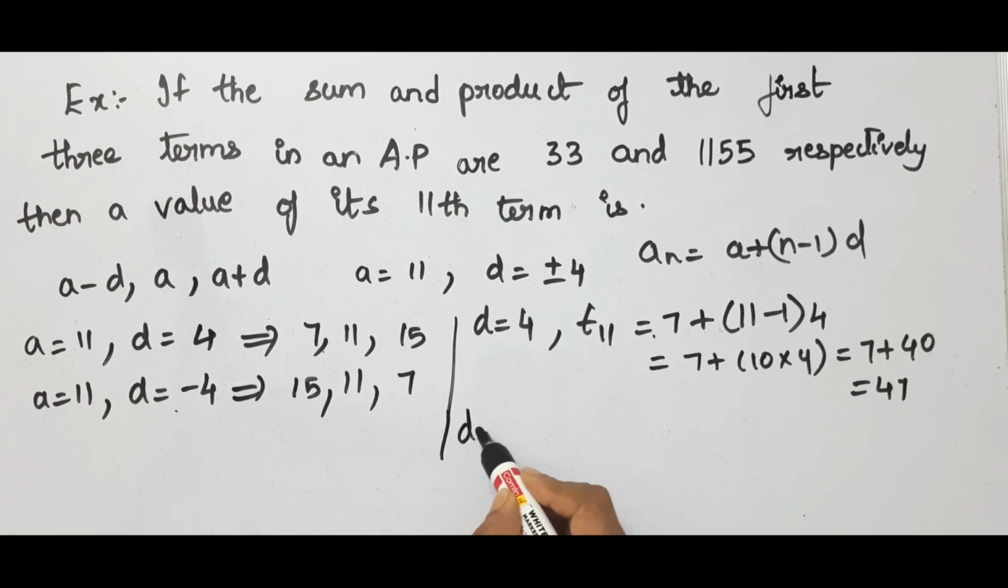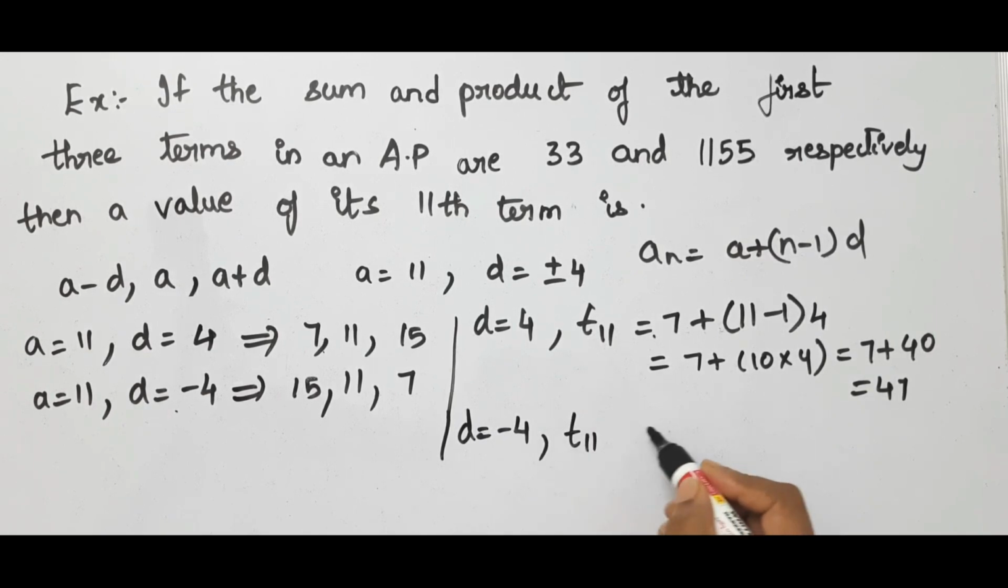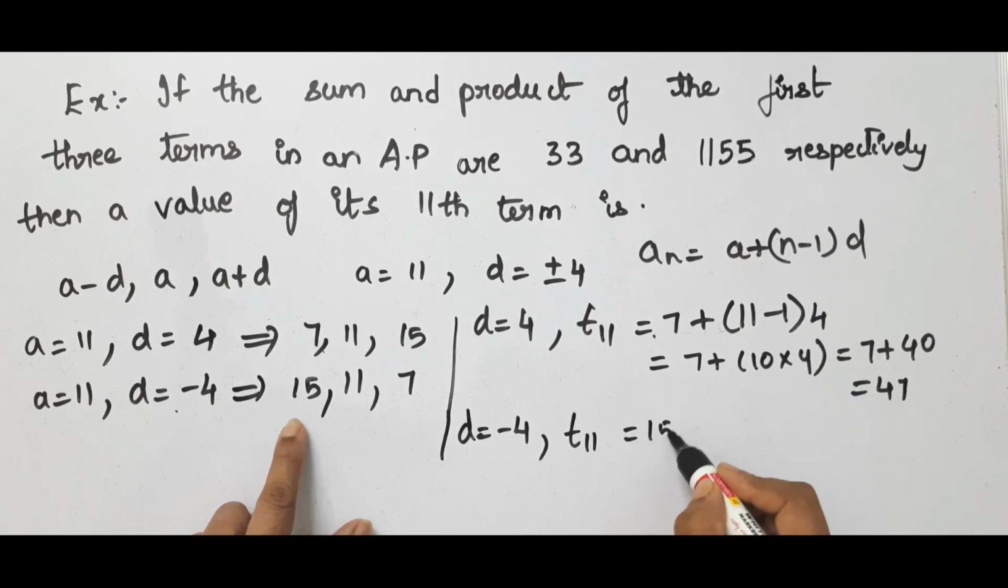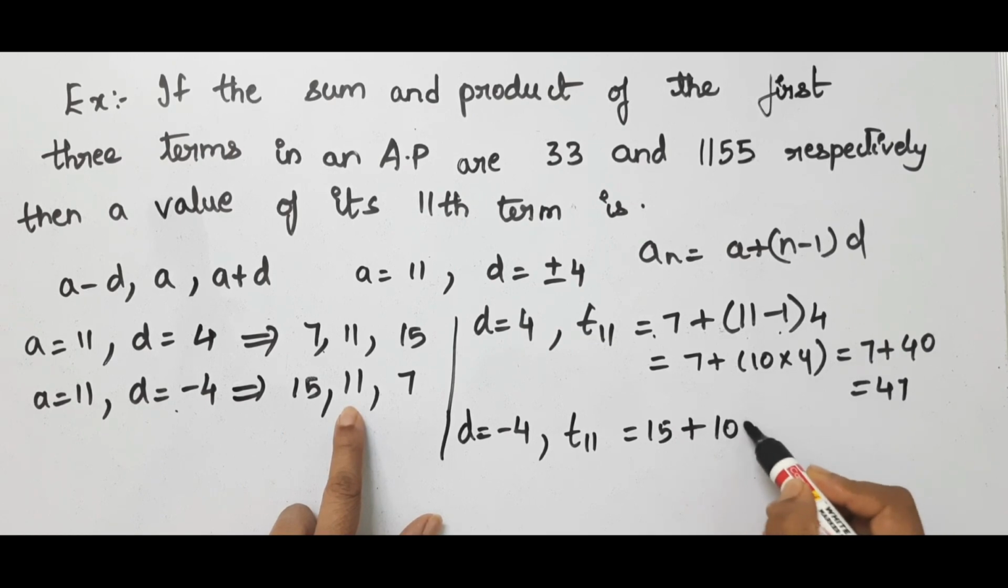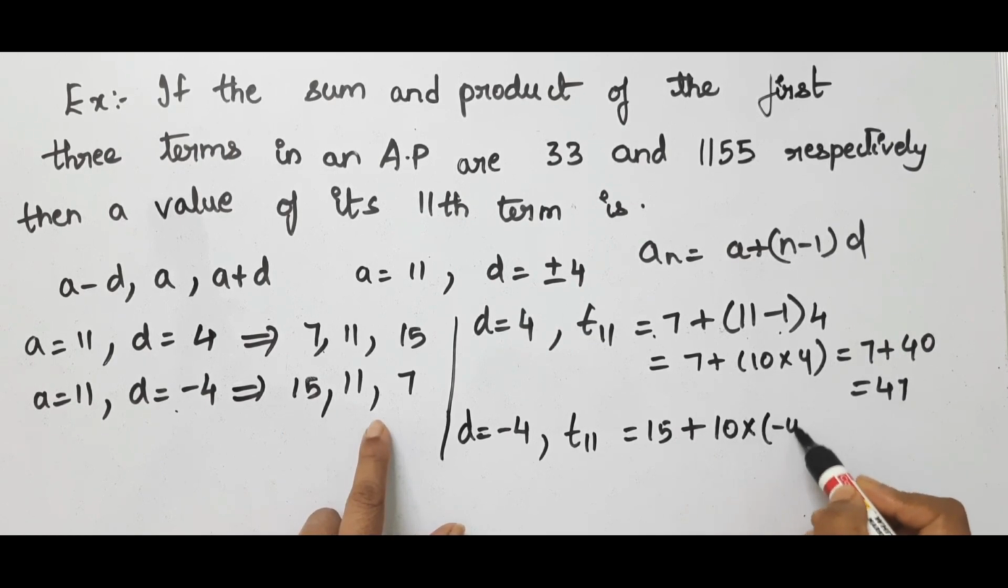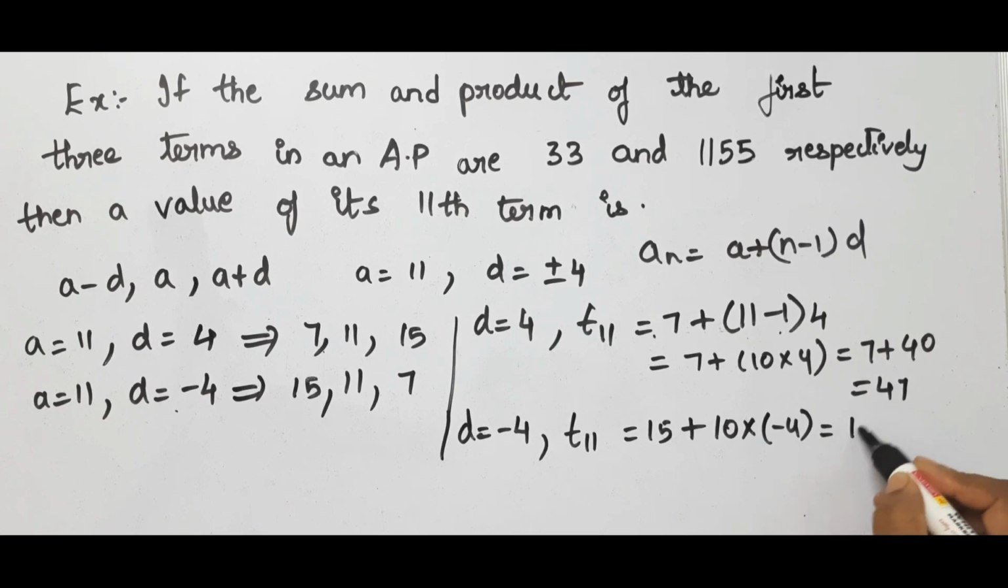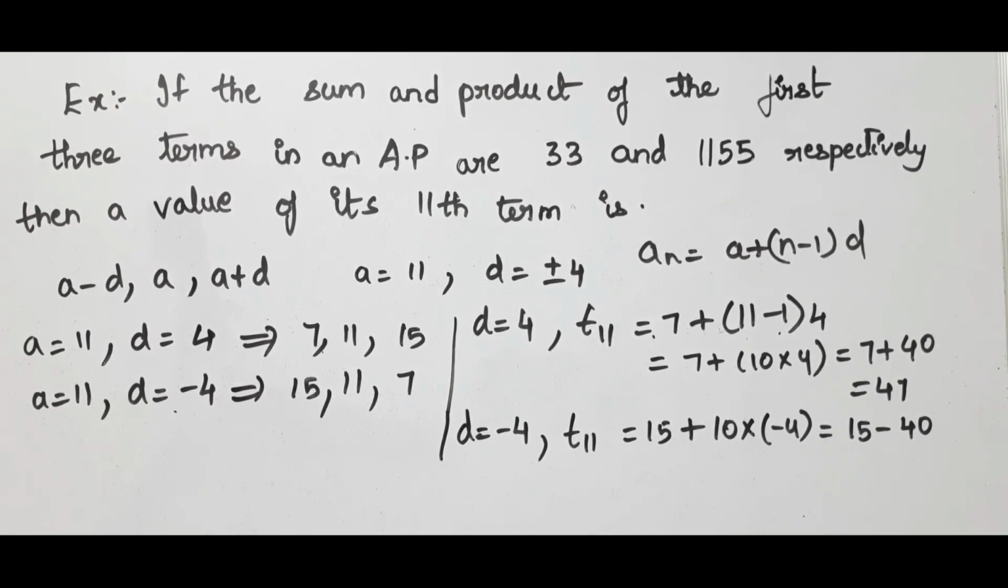At D is equal to minus 4, that is when the common difference is minus 4, the T11 value: the first term is 15, the next n minus 1, 11 minus 1 is nothing but 10, and the common difference we have taken as minus 4. So this is equal to 15 minus 40, which is equal to minus 25.